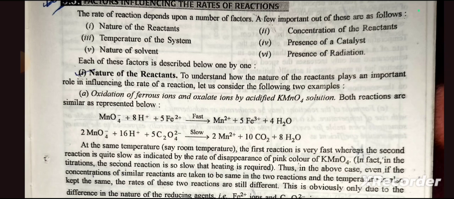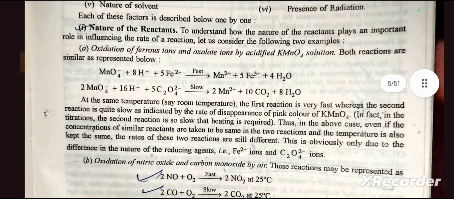First, nature of the reactant. To understand how the nature of reactants plays an important role in influencing the rate of reaction, let us consider the following two examples. A. Oxidation of ferrous ions and oxalate ions by acidified KMnO4 solution. Both reactants are similar as represented below.